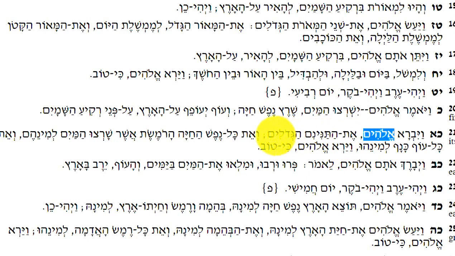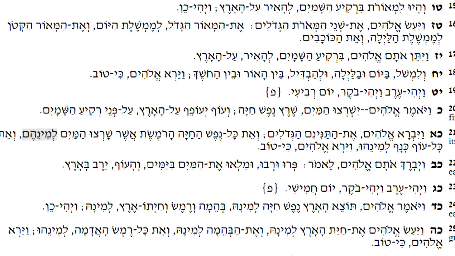Et hataninim hagdolim, we've had gadol before, which means big. Ve'et kol nefesh hachaya, chaya we've had before, which means beast or living creatures. Haromeshet asher sharetzu, sherets means to creep. Hamayim, mayim is water. Liminehem, their kind. Now I think we had, did we put down min? No, we haven't yet. So let's just put liminehem down.